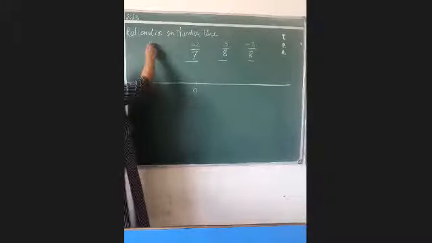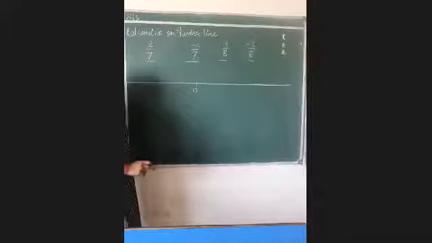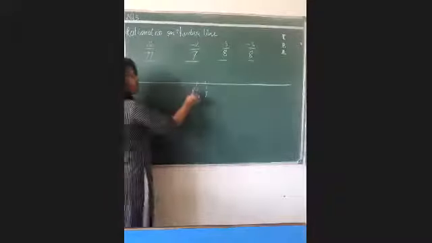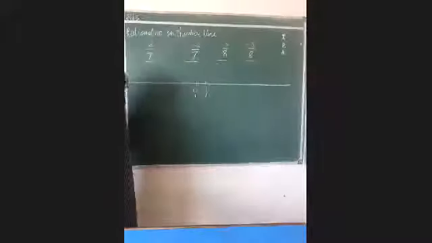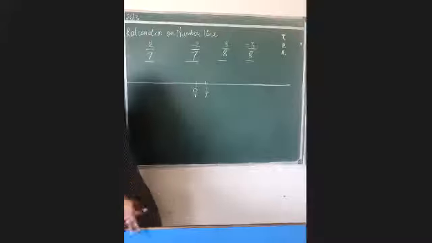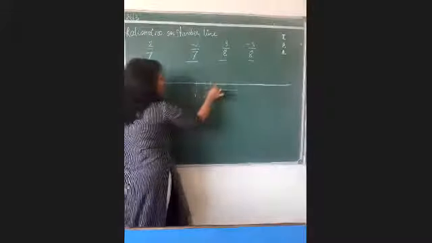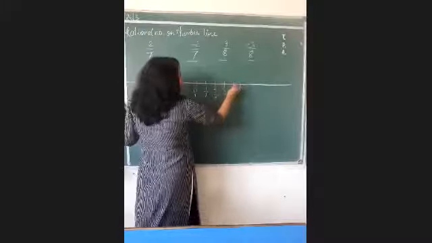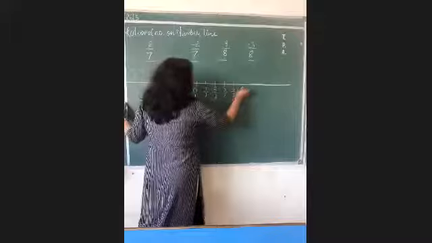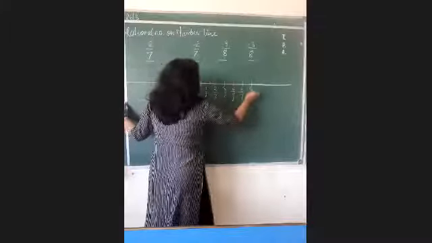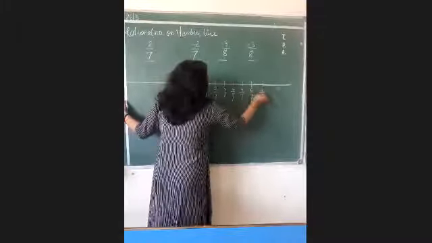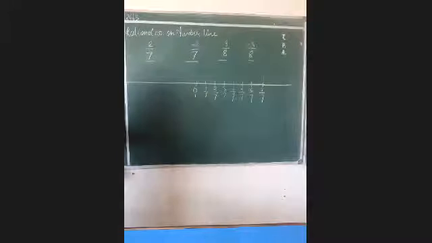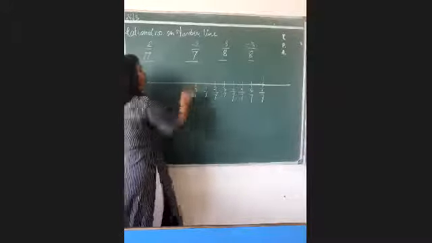For example, if it is 2 by 7, the first mark will be 1 by 7, and the 0 will become 0 by 7. Then on this side 1 by 7, the second one will be 2 by 7, third 3 by 7, fourth 4 by 7, then 5 by 7, then 6 by 7, and this is 7 by 7.